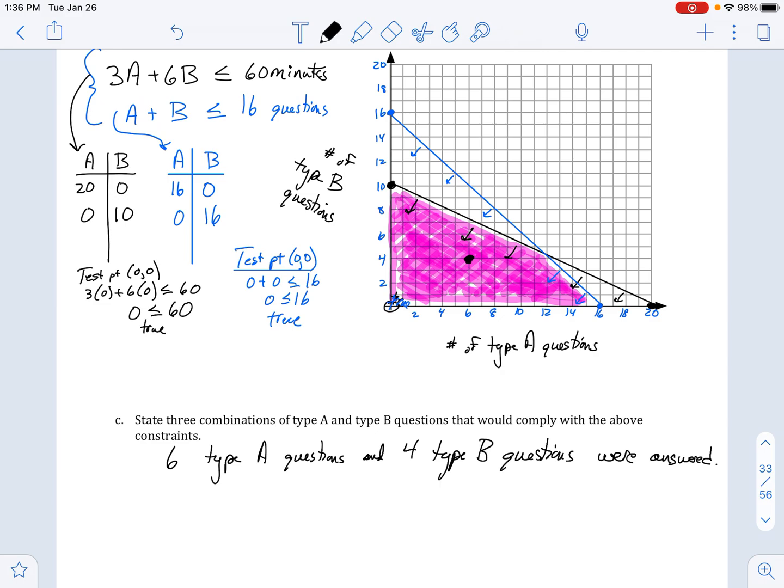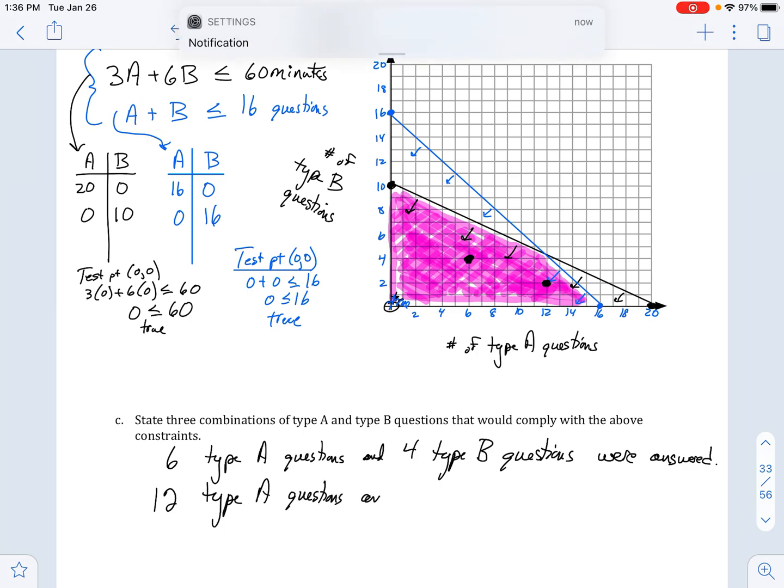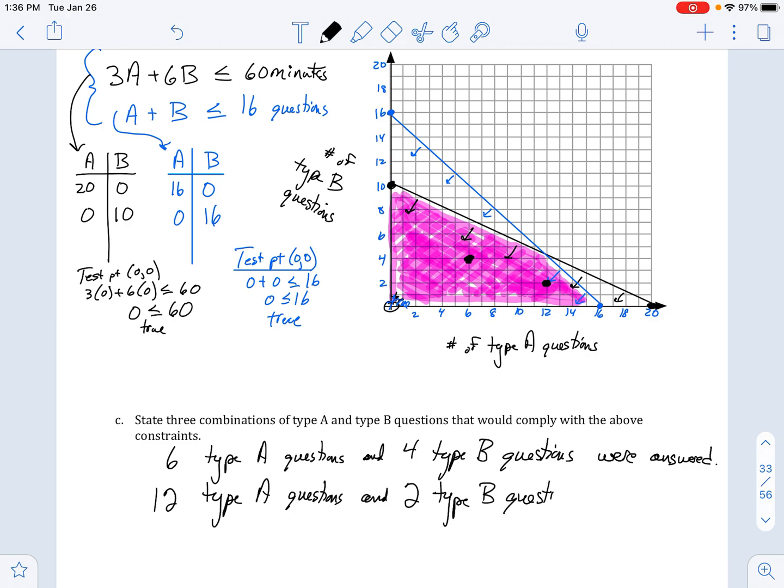I could pick another ordered pair. Maybe I pick something like 12, 2. That's 12 type A questions and 4. Sorry, that was not 4. That number that I said there was 2 type B questions. I could have actually used 12, 4 because 12, 4 is actually right inside there.